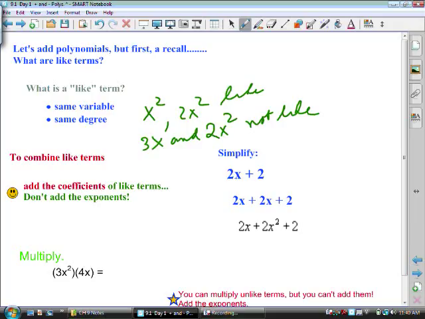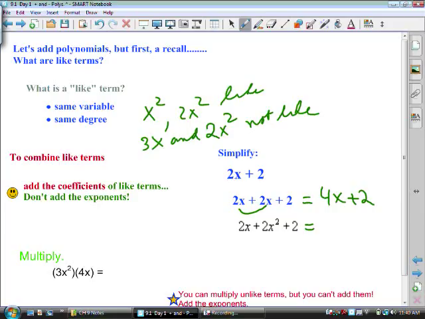I don't want to see people adding things and you do not add the exponents, you add the coefficients. So for example, 2x and 2x would be 4x plus 2. You can't add the 2, it's a constant, but the 2x and the 2x are like terms. They can be combined. Over here, you're done.